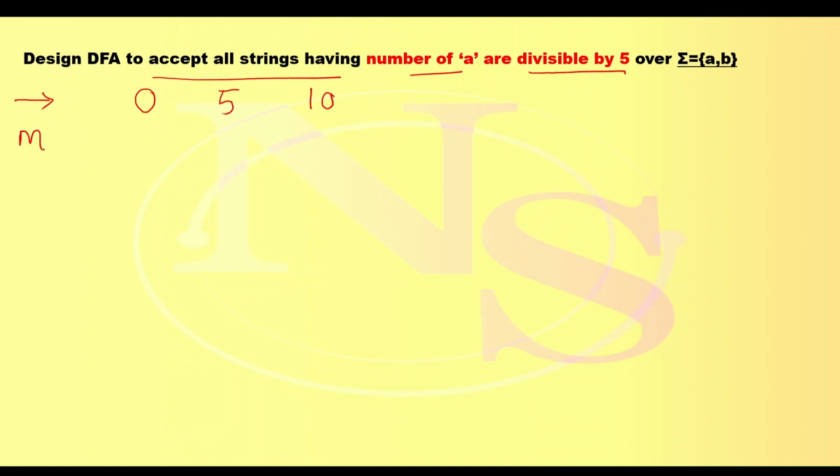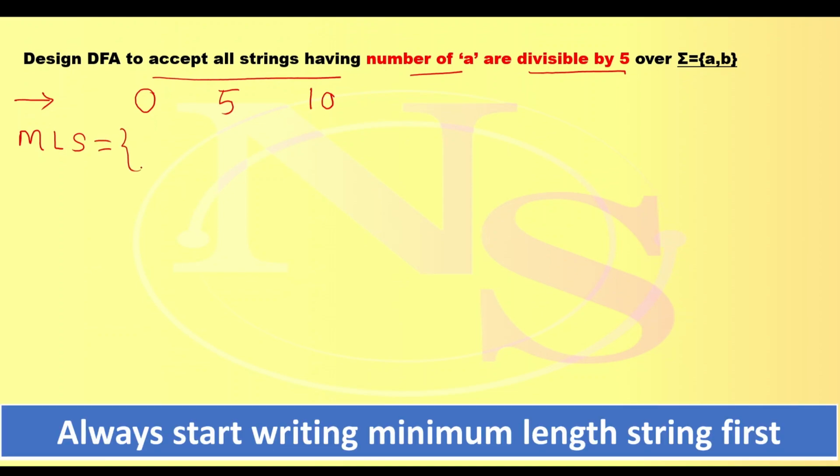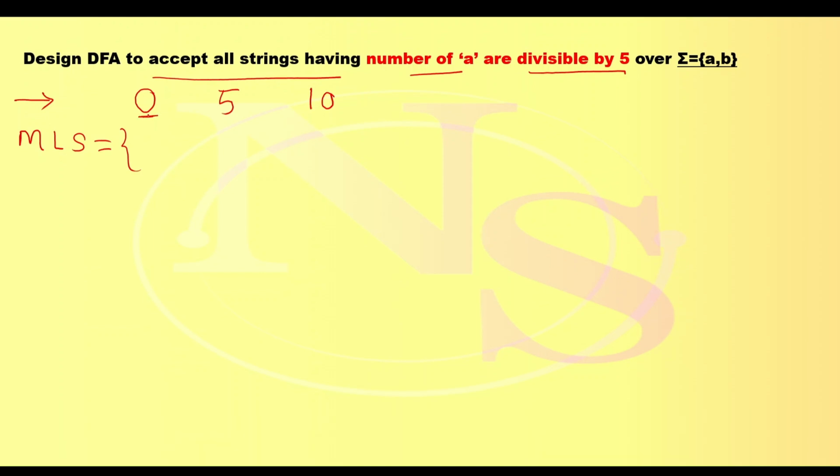Hence, based on this understanding of the condition, write down the minimum length string. So which is the string which contains 0 number of a's? First, if I write epsilon, epsilon is an empty string. It does not contain any symbol, so it does not contain a single a also. So epsilon contains 0 number of a's.